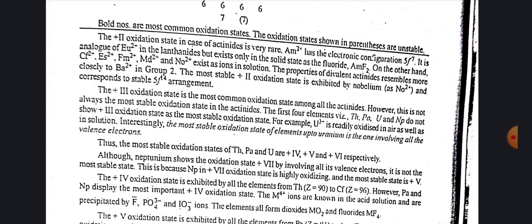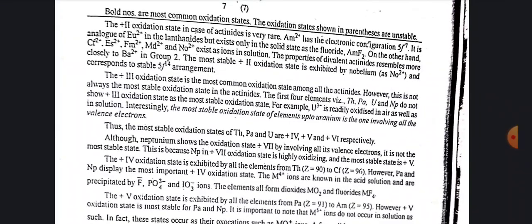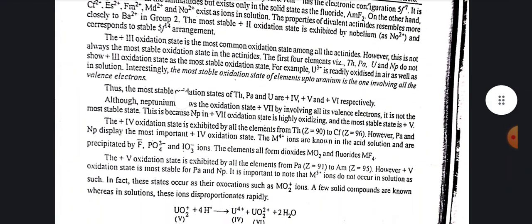The +2 oxidation state in the case of actinides is very rare. Am2+ has the electronic configuration 5f7. It is the analog of Eu2+ in the lanthanides but exists only in the solid state as the fluoride. On the other hand, Cf2+, Es2+, Fm2+ and Md2+ exist as ions in solution. The properties of divalent actinides resemble more closely those of Ba2+ in group 2. The most stable +2 oxidation state is exhibited by nobelium and corresponds to the stable 5f14 arrangement.